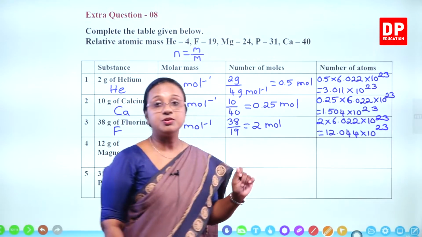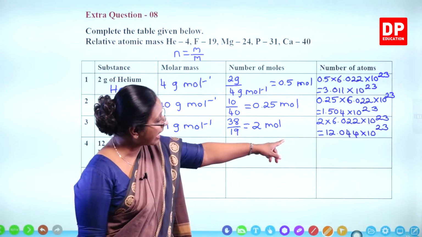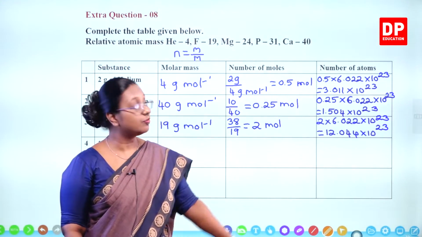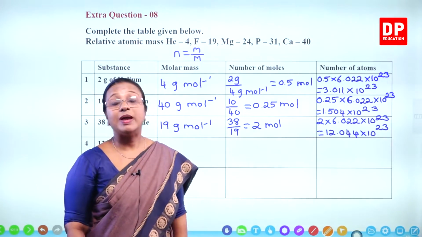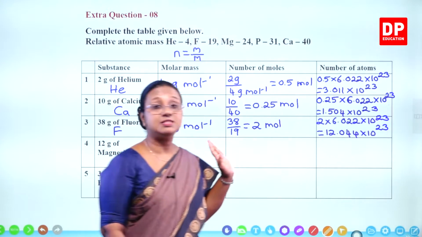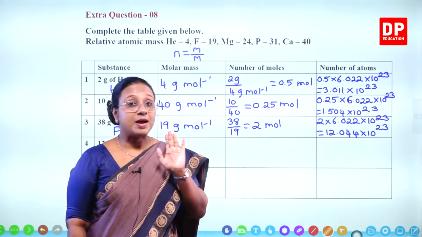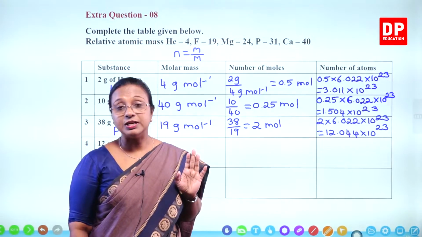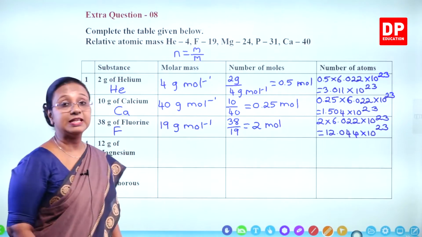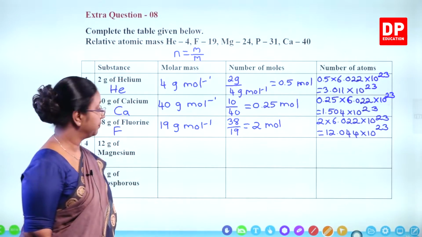Now here you all know, students, you can rearrange it and write it as 1.2044 into 10 to the power of 24. Here, since I don't have the space, I will just leave it like that. But you all know how to do the rearrangement or to write it in the standard form.